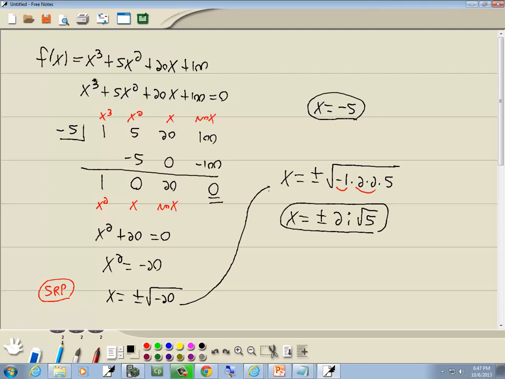Again, the fundamental theorem of algebra says your largest power tells you how many answers you're going to have. So we're going to have 3 answers, and we found all 3.